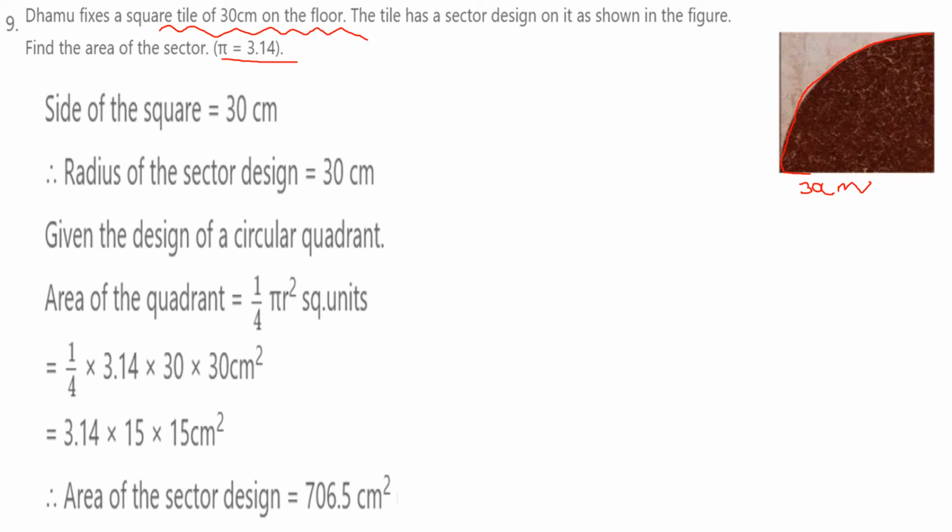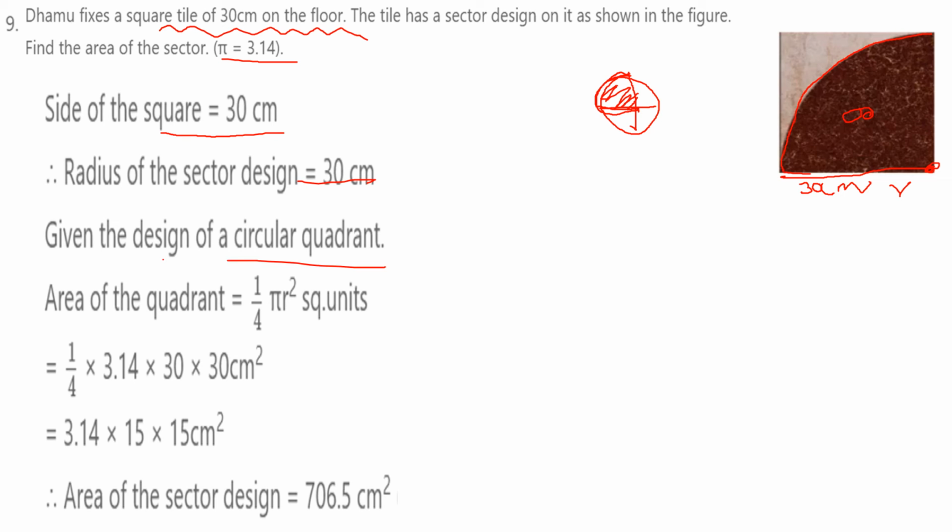We have to use it here. So side of the square is 30 centimeter. So radius, this one is the radius. So the radius is also 30 centimeter. And given the design of a circular quadrant. Here you see this is the circle. So this portion, this is the quadrant that is given here. So given the design, a circular quadrant.